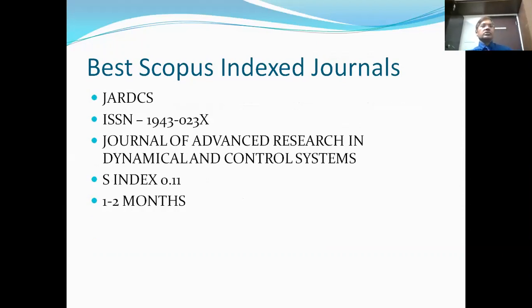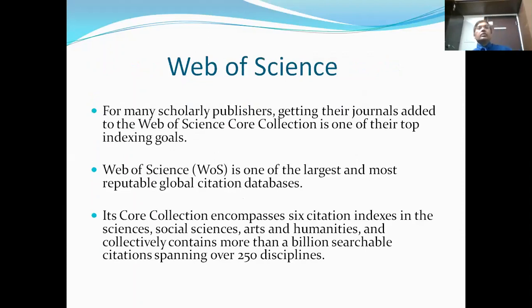There is one more Scopus journal, JARDCS, the Journal of Advanced Research in Dynamical and Control Systems. Its index is 0.11, average. Publication time is 1 to 2 months. So that is with respect to Scopus.